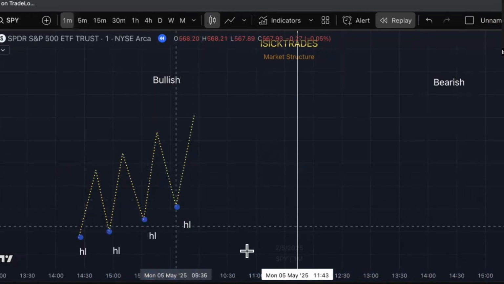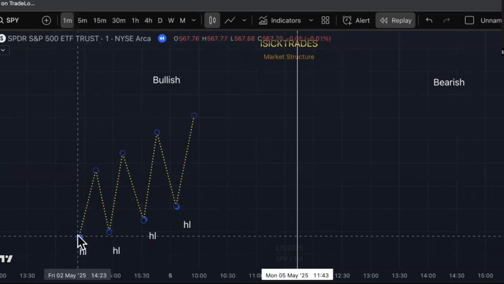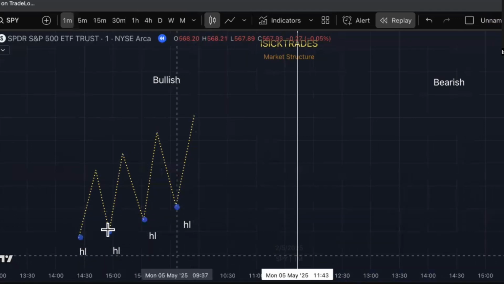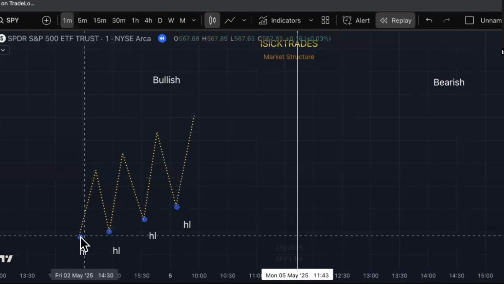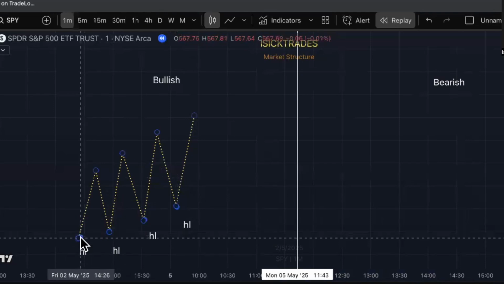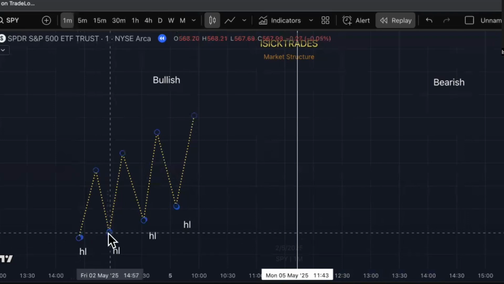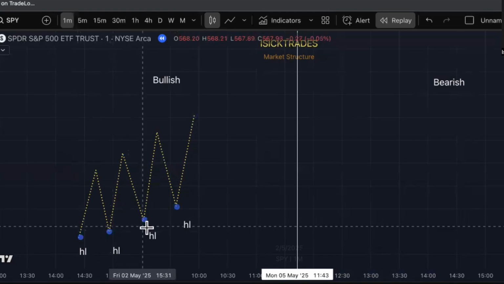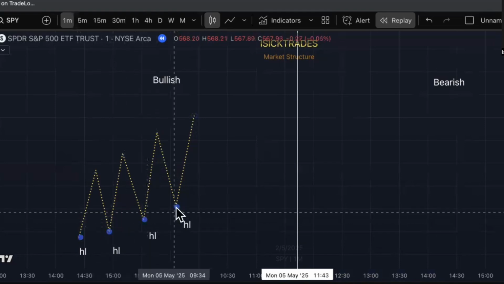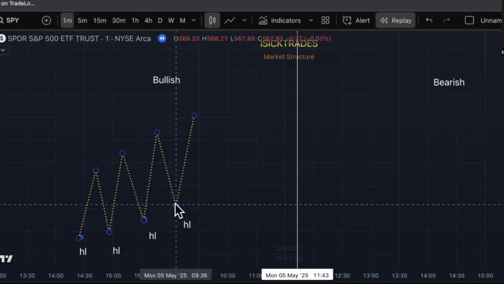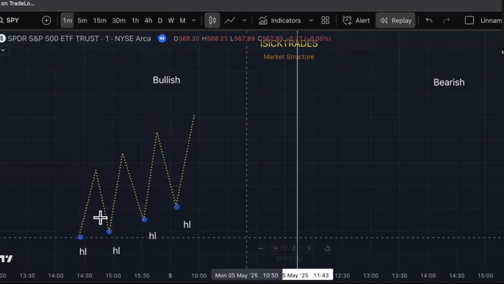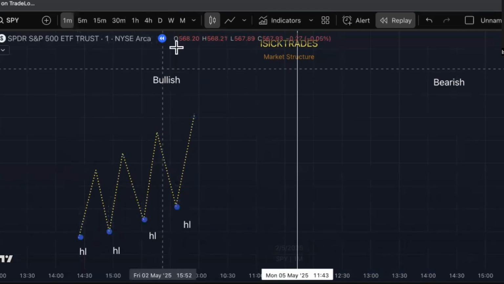Now, first, let's start with the higher lows. The higher lows are what we have marked out in the blue dots. All that means is that the low that was formed was higher than the previous low. So look, we have a low, then we have another low. This low is higher than this previous low, making it a higher low. Same thing right here. This low being higher than this previous low, making it a higher low. You're going to find higher lows in a bullish market structure.